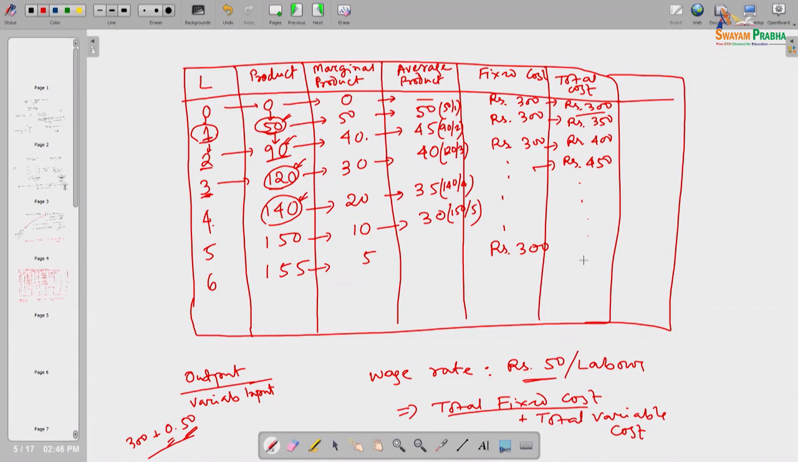So, if I also bring into the picture total variable cost, I can bring here 0 for the first unit, no variable cost. This is 50, this is 100, this is 150 and so on, everywhere number of labor units into wage rate per unit of labor. So, that is the variable cost. Exactly the same way we defined marginal product and average product, we can define average variable cost, average fixed cost, marginal cost and all those things.